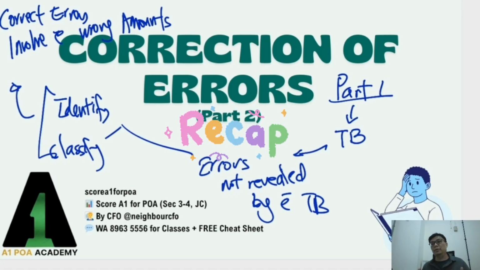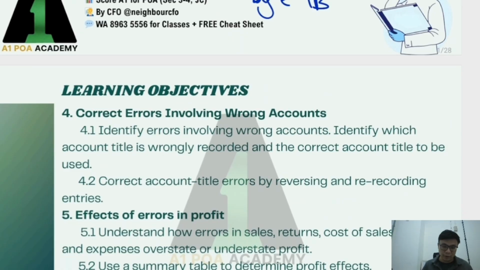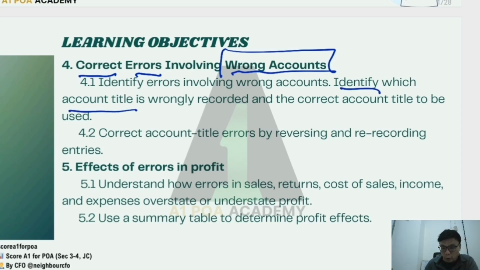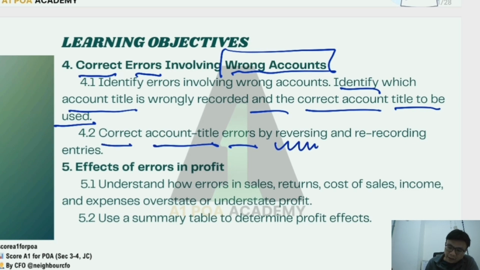Essentially, for Part 2, we are going to dive in further. So let us now take a look at the learning objective of Part 2. First and foremost, to be able to correct the errors involving the wrong account, and thereafter to identify which account title is wrongly recorded and the correct account title to be used. To have the ability to correct account titles error by reversing and re-recording the entry.